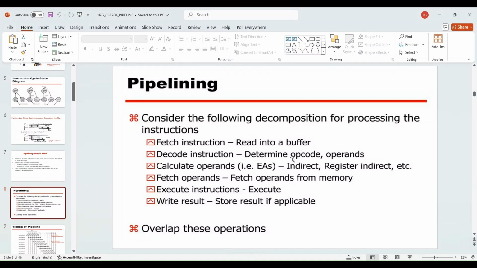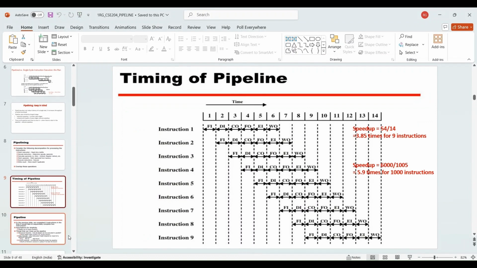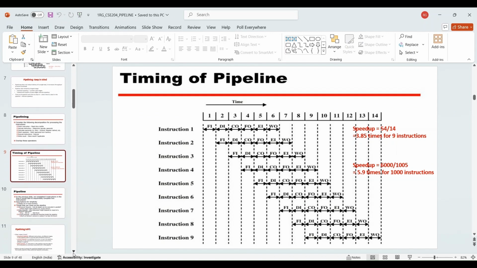Okay, so let's see the pipeline draining and pipeline filling time wastage with a bigger example. Now we are going to see a pipeline which is divided into 6 stages: instruction fetch, decode instruction, calculate operands or effective address, fetch operands, execute instruction, and write result. These are the 6 stages. And we are going to see a big example with 9 instructions now.